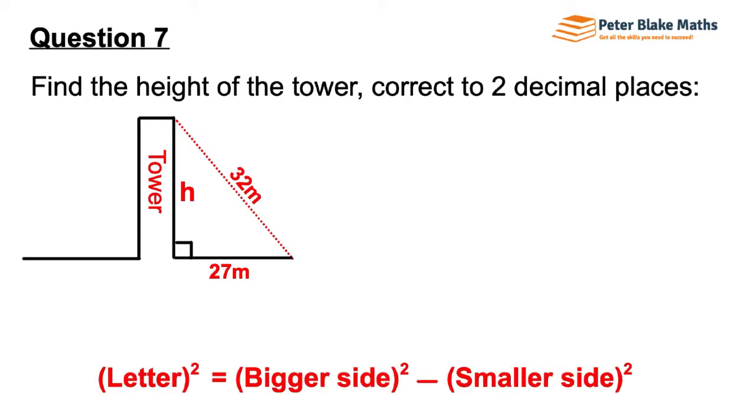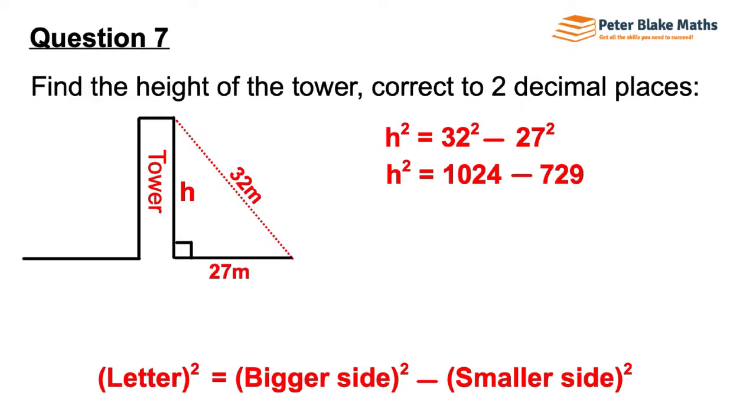So it'll follow this pattern. The letter squared equals the bigger side squared minus the smaller side squared. In this case, we've started off with H squared. Our bigger side squared, you can see, is 32 squared minus the 27 squared. Into our calculator we get 1024 minus 729. That can simplify down to being H squared equals 295.